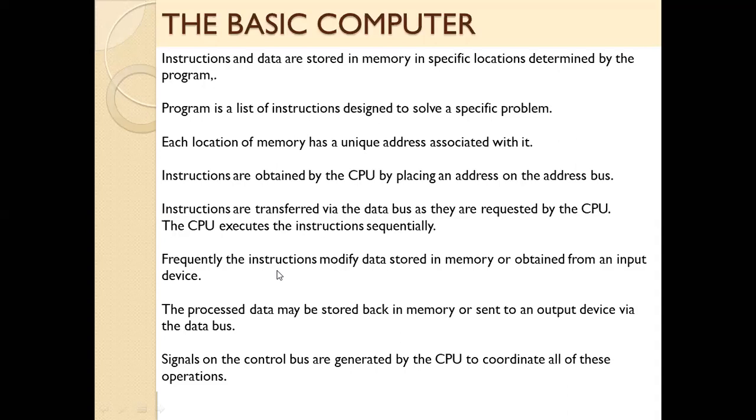Frequently, the instructions modify data stored in the memory or obtained from an input-output device. For example, you have some data in the memory, and the data is for addition. In one location of the memory, there is 3, and in another location of the memory, there is 2, and there is an instruction in the memory which is for addition.